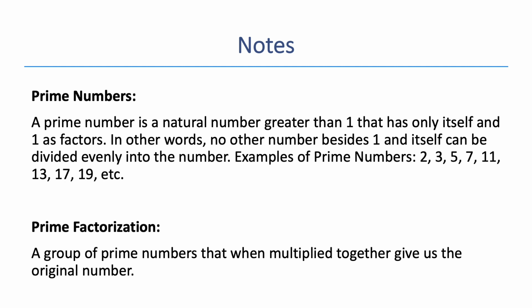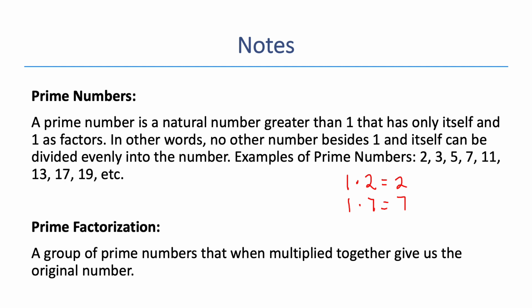These are prime numbers because the only factors are 1 and itself. For instance, we can only multiply 1 times 2 to get the number 2. We can only multiply 1 times 7 to get the number 7.